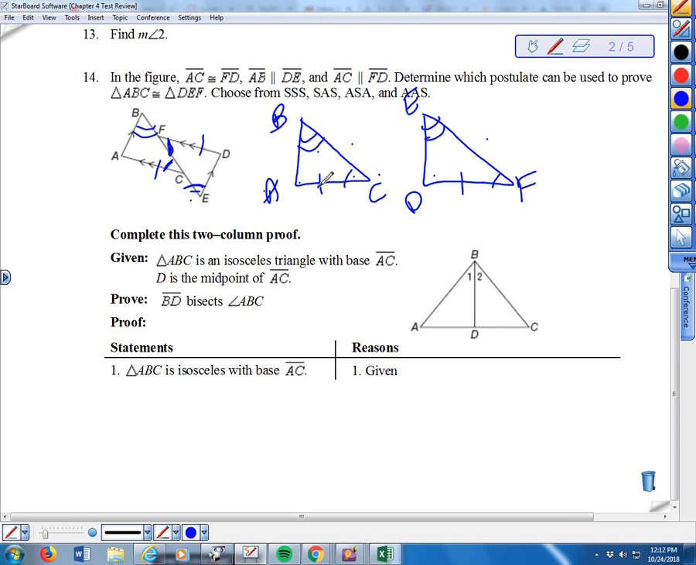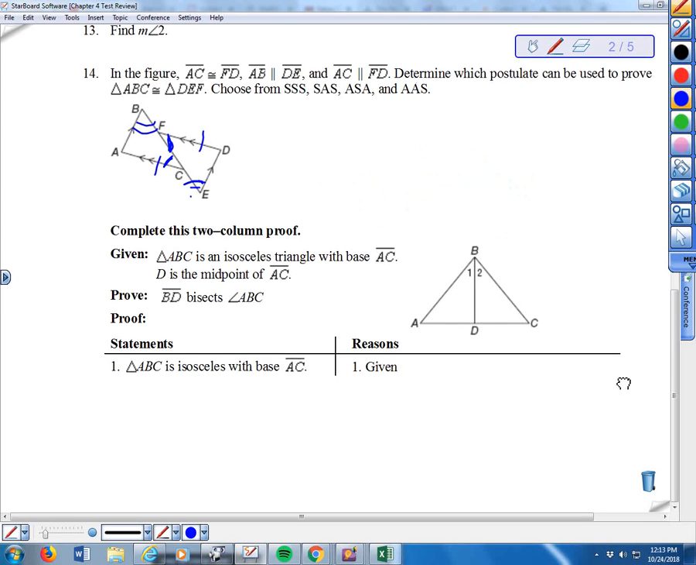So first off, don't tell me it's side-side-side or side-angle-side, because that requires two sides, and I'm not given two sides. Use exactly the information given. And if it helps you to break up the triangles so it's not looking so confusing, then do that so you can see it. Okay? All right, complete this proof.